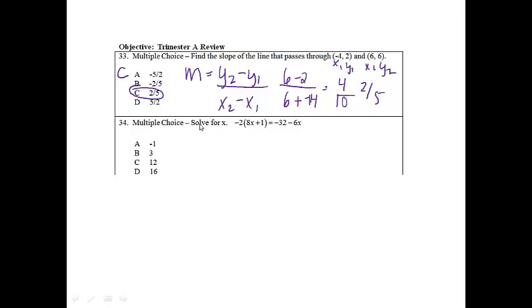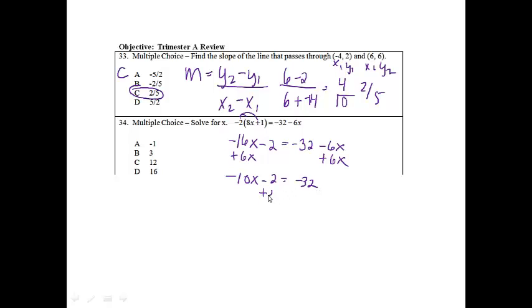Right, 34, multiple choice, solve for x. -2(8x + 1) = -32 - 6x. The first thing I'm going to do is distribute to get rid of the parentheses. I'm going to get -16x - 2 = -32 - 6x. If you recall, we want to get both of the x's on the same side, so I'm going to add 6x to both sides. So I'm going to get -10x - 2 = -32.